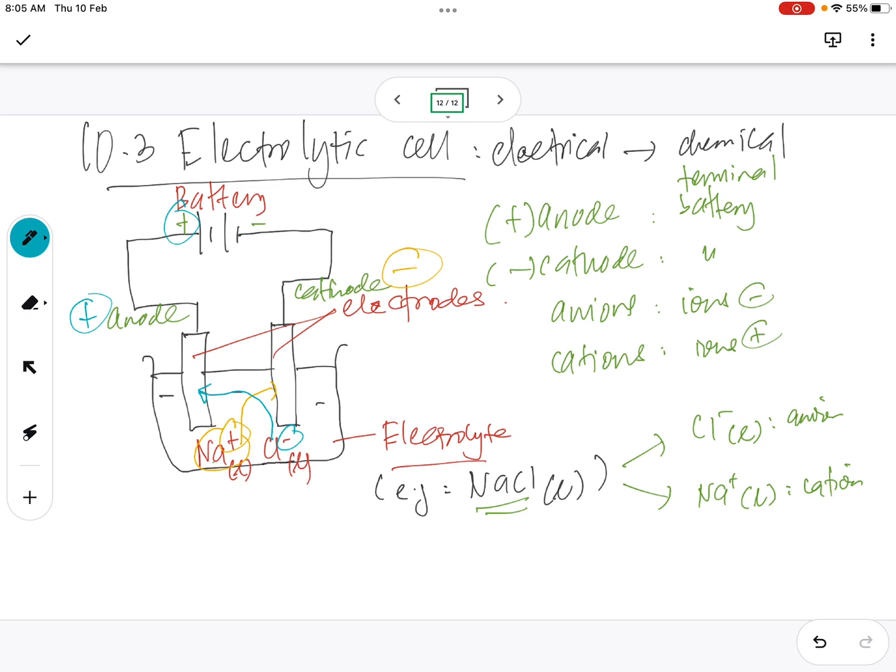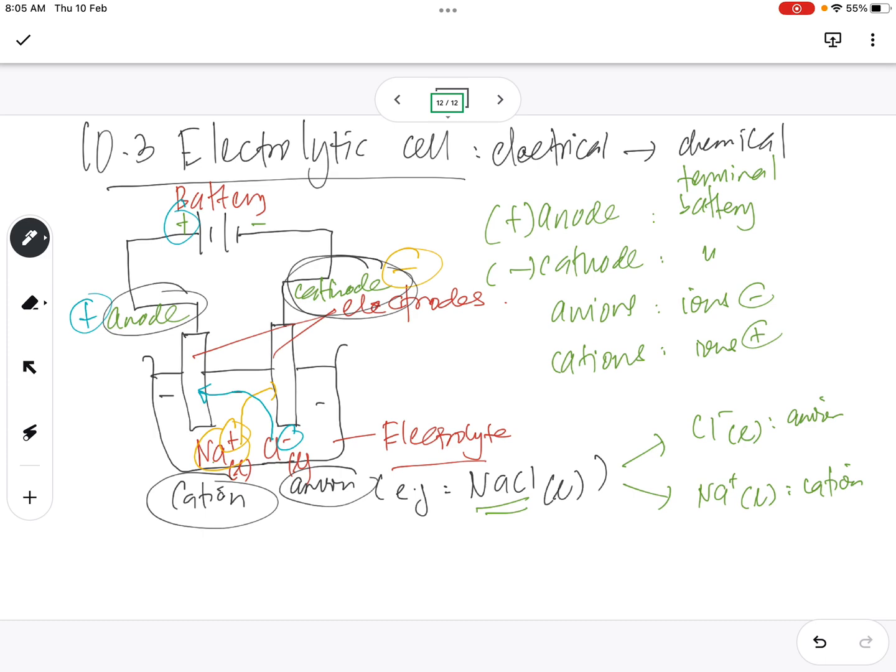So the concept here is, our cation will be attracted to cathode, anion, that is Cl negative, will be attracted to anode. So opposite side attract lah. This is the basic operation of an electrolytic cell. Boleh ikut setakat ini? Boleh ke?